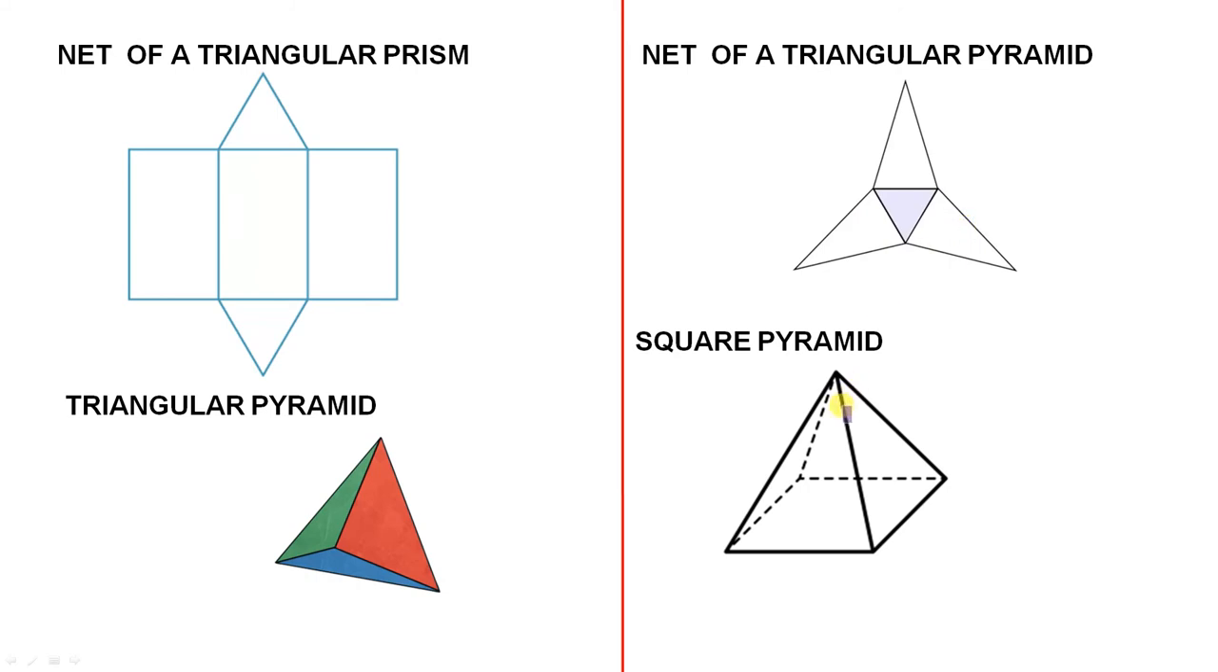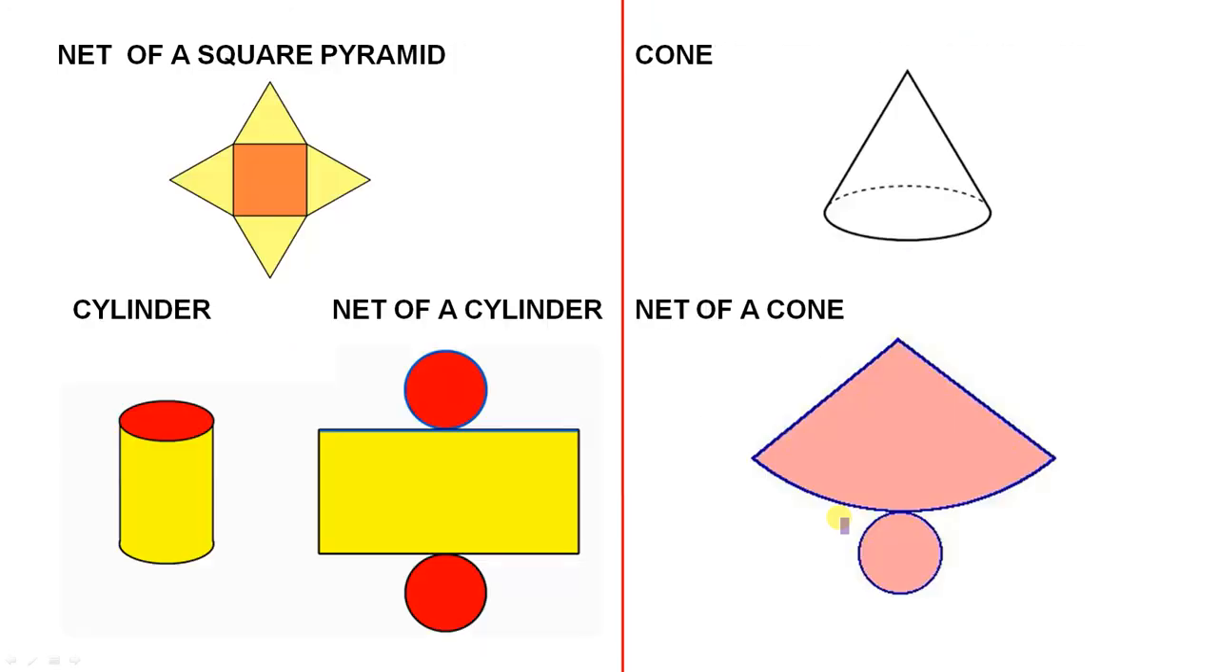The square pyramid, okay, so the square pyramid has 4 of those faces there which are triangles, and the base which is a square. So let's see what that net looks like. And there it is there. There's the base which is a square, and the other 4 faces.